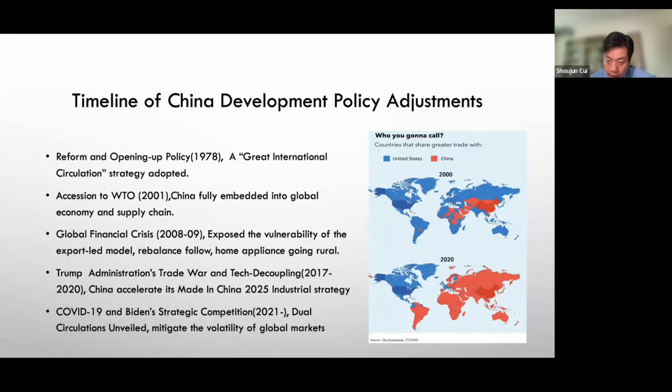So China is already the largest trading economy in the world. So China very much relies on the international market. There's no way for China to close it off from global trade, because you see in the picture that China is integrated in the supply chain with the global economy.